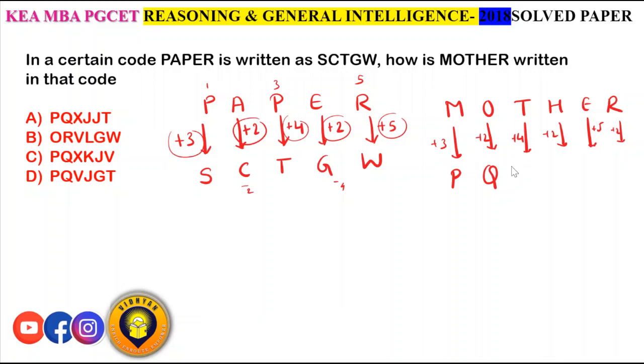From T, +4 means U V W X. From H, +2 means I J. From E, +5 means F G H I J. From R, +2 means S and T. So that means PQXJJT is the answer. PQXJJT is the right answer.